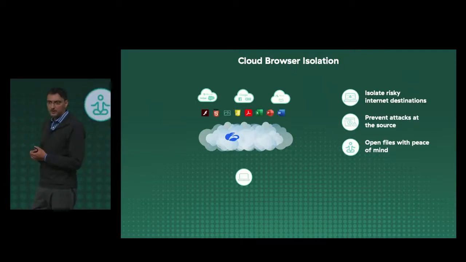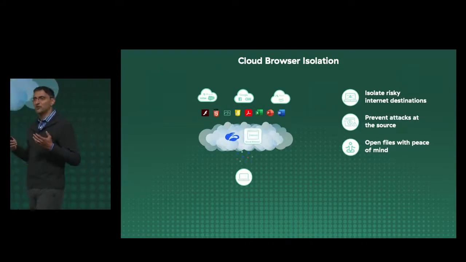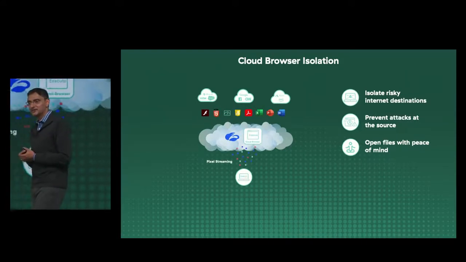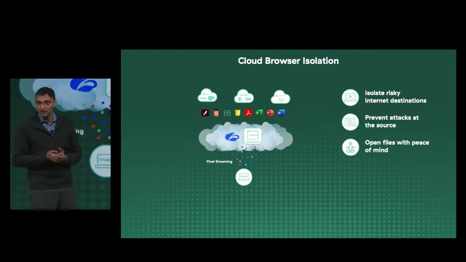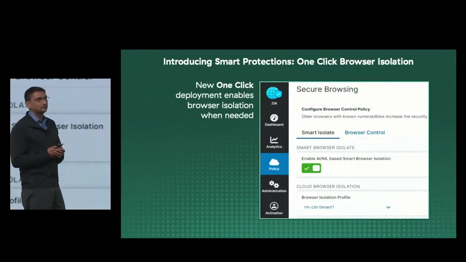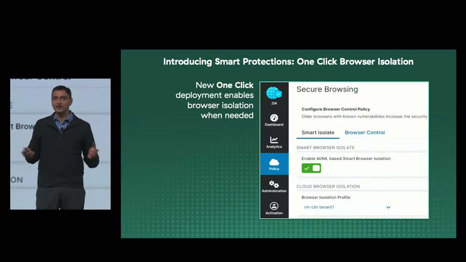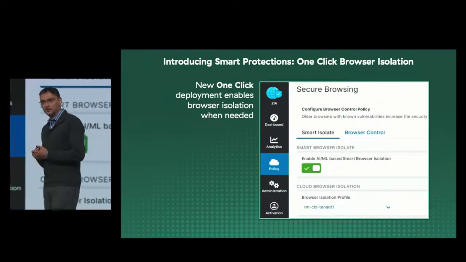And how does this work? Well, the browser in the cloud essentially renders the page, and you get a stream of HTML5 pixels sent to the endpoint. So the risk of exposure is very, very low. Now, here's the challenge. Customers came back and said, well, this is great. I don't want to isolate everything, but how do I know what I should or shouldn't isolate?